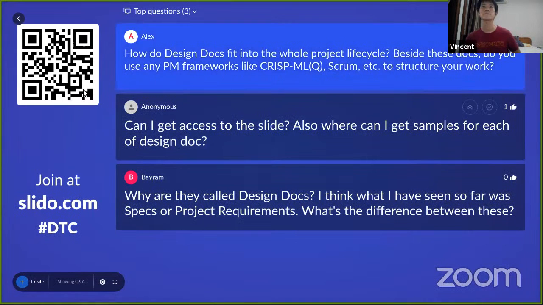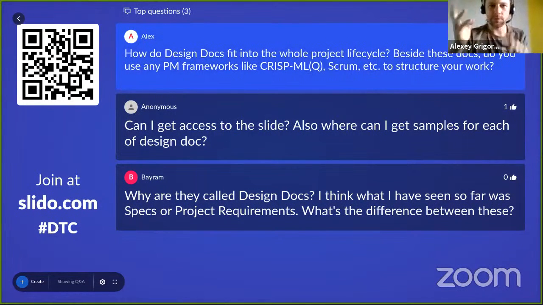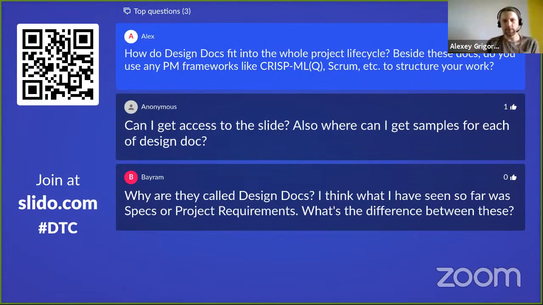Yeah. Mm-hmm. And so the question from Alex is, how does it fit the whole project lifecycle? Because there are frameworks like CRISP-ML, CRISP-DM, and other frameworks. So how does it fit into the whole picture, and would you use anything else to structure your work?